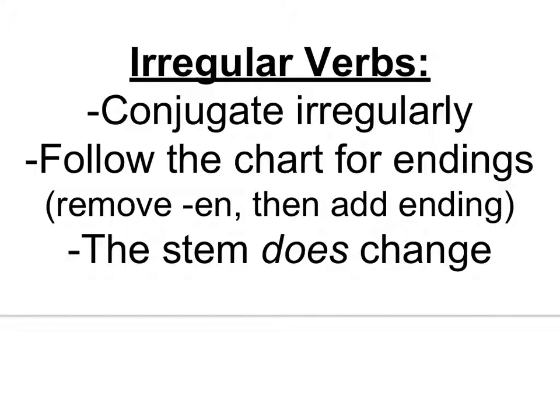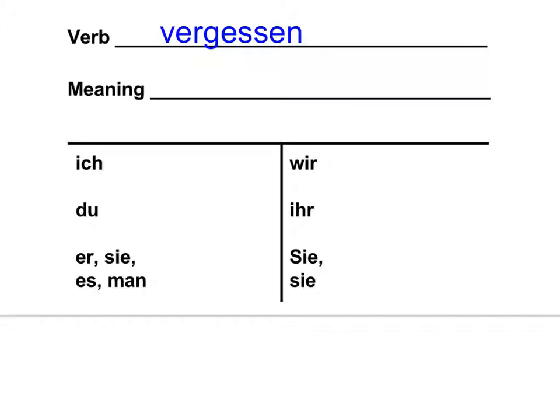Alright, so here we go. Irregular verbs. So we're back to verb T's. We've only got 3. Okay? So the first one, try that one. Vergessen. Okay? It means to forget.